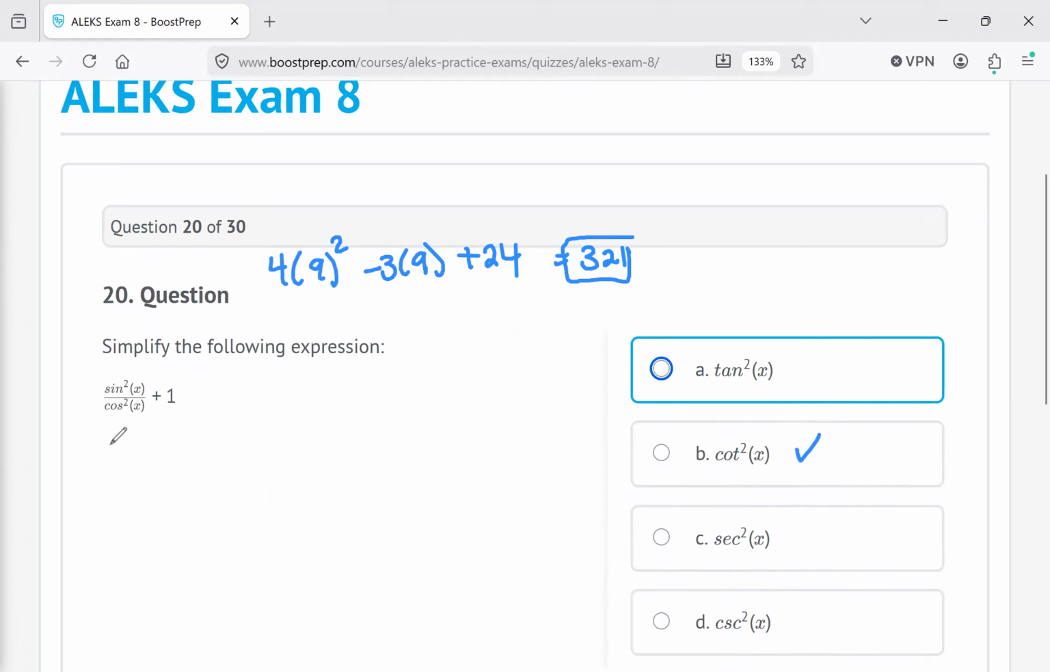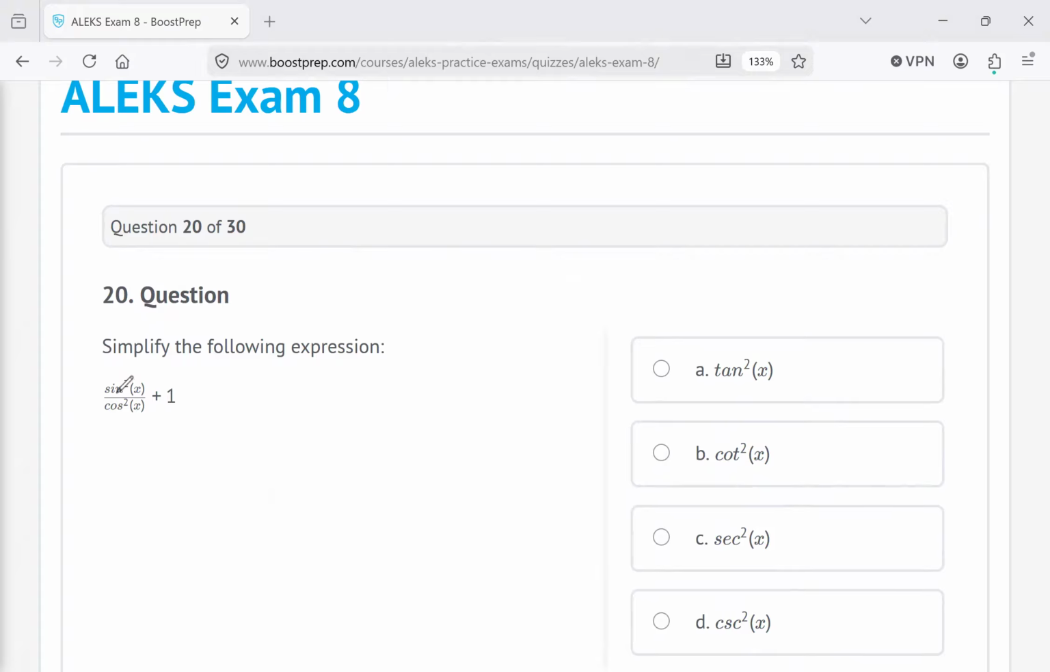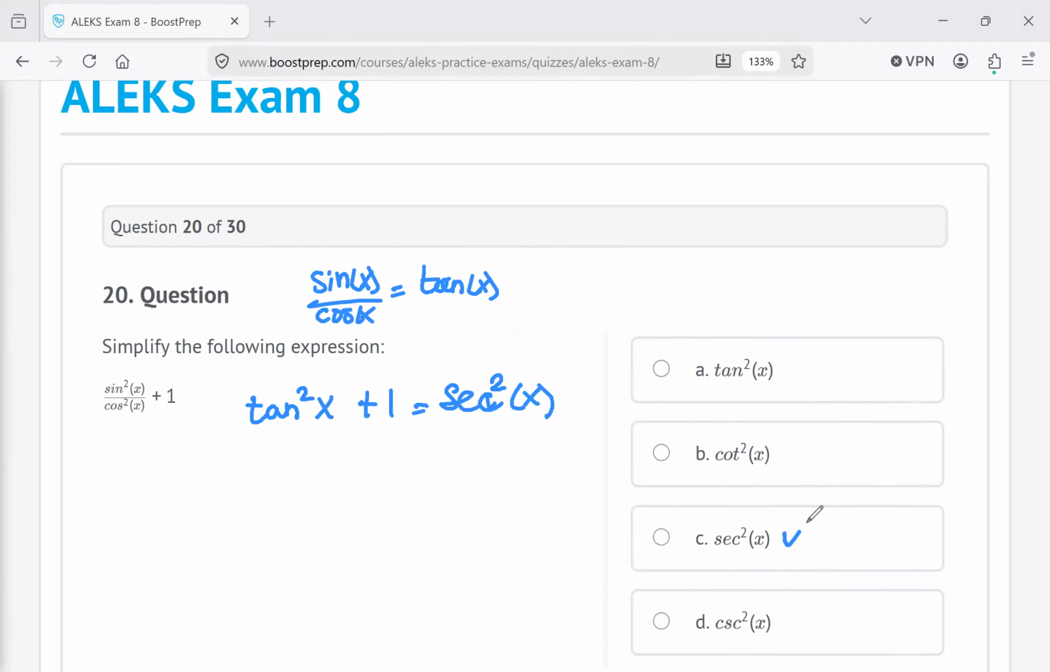Sine squared over cosine squared plus 1. So I know that sine over cosine is regular tangent, but because there's a square, right? Sine over cosine is tan x. Because there's a square, it's going to be tan squared. So now this is also a Pythagorean identity, right? That's going to equal secant squared. So yeah, let's see.